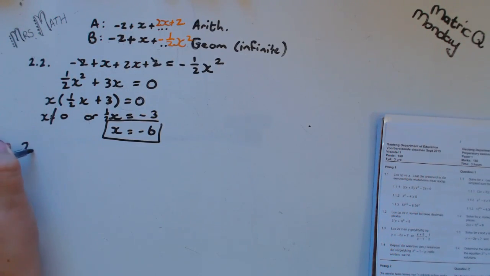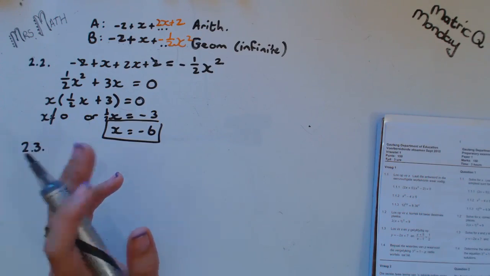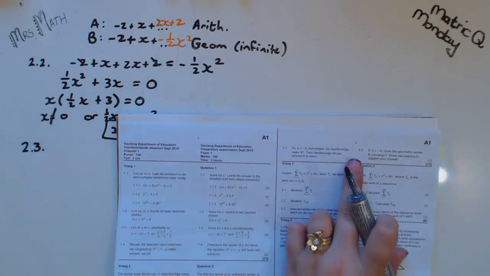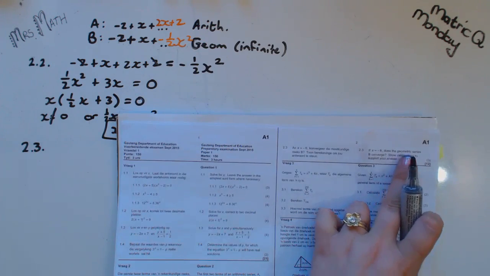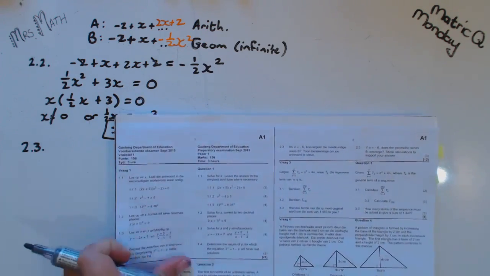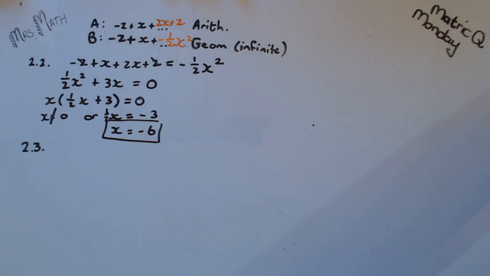Okay, and then in question 2.3, they say if x is minus 6, does the geometric series B converge? Show calculations to support your answer. That's the final question for today.